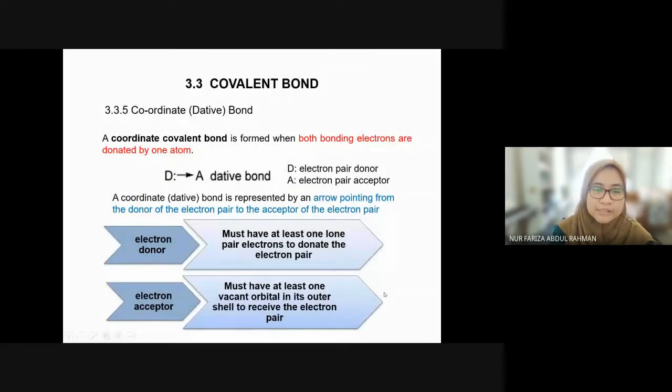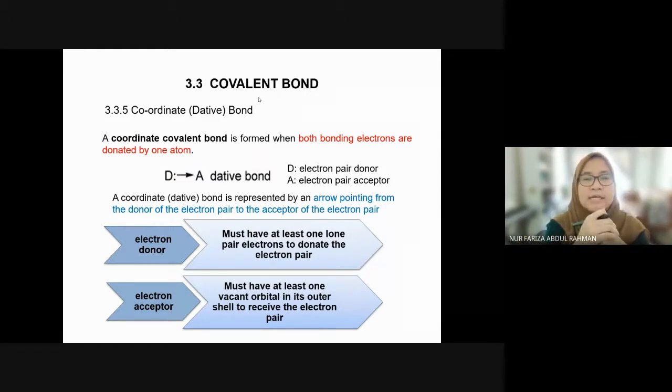Before we proceed to the next subtopic, coordinate or dative bond. Anyone? Ada. Alright. So coordinate or dative bond is still considered as covalent bond. The word covalent means the sharing. So they achieve octet by sharing the electron. That is what covalent means.